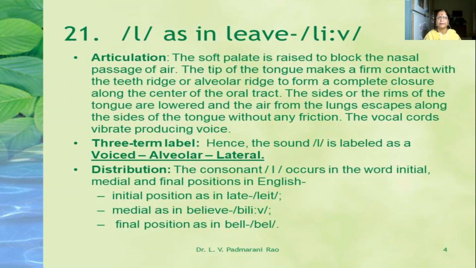So the three-term label to describe l as in leave is voiced because the vocal cords vibrate, alveolar because the place of articulation is the alveolar ridge, and lateral because the sides of the tongue are lowered and the air coming out from the lungs passes through the sides of the mouth.